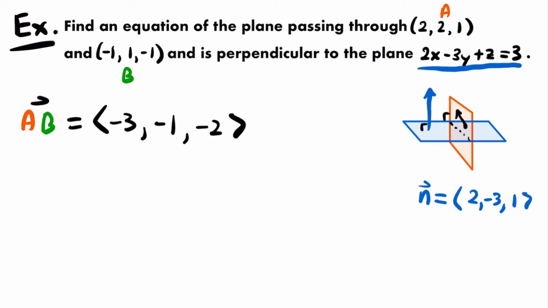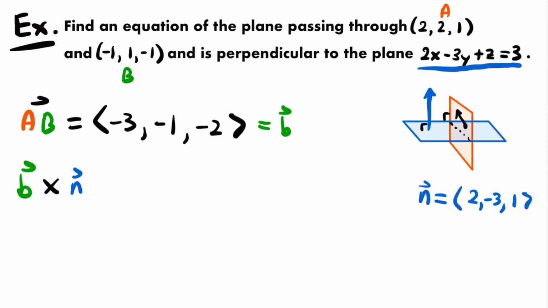Okay, and then we'll have a normal vector and a point that we can use to find an equation of that plane. Okay, and then just to make this vector easier to reference, I'm just going to call this vector vector B. That'll be easier to work with. And so then what we're going to do here is take the cross product of vector B and vector N, the normal vector for that other plane that we were given.